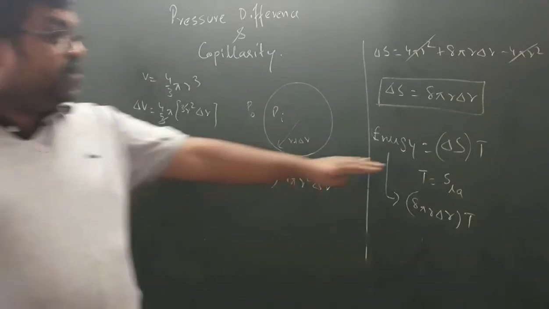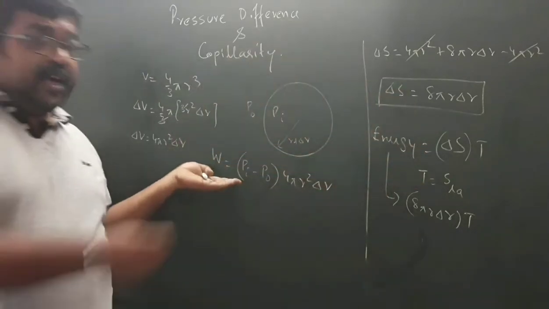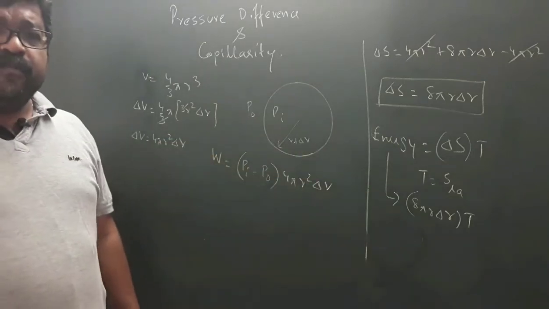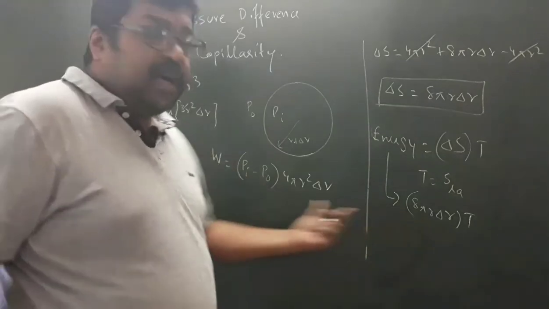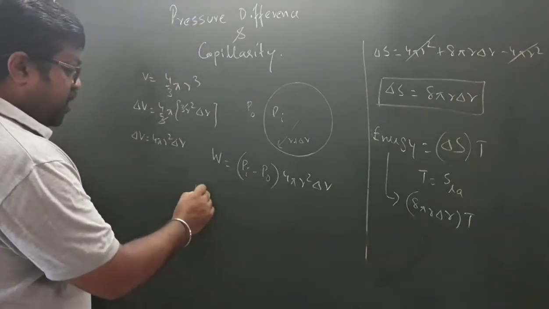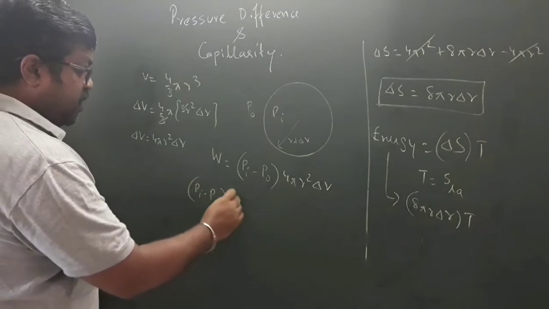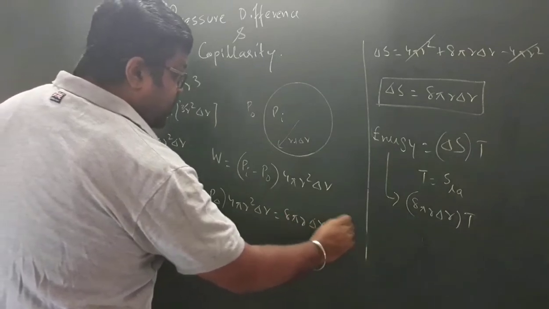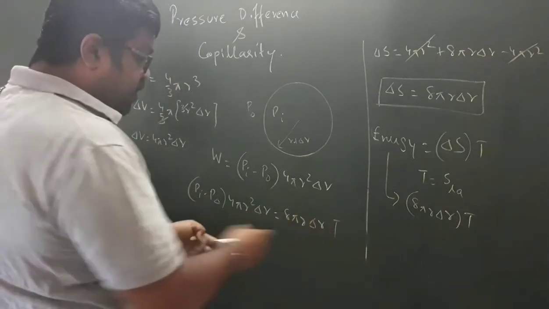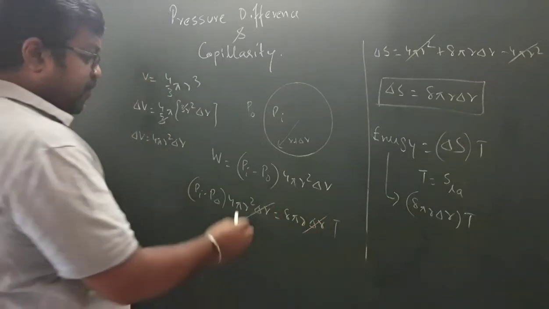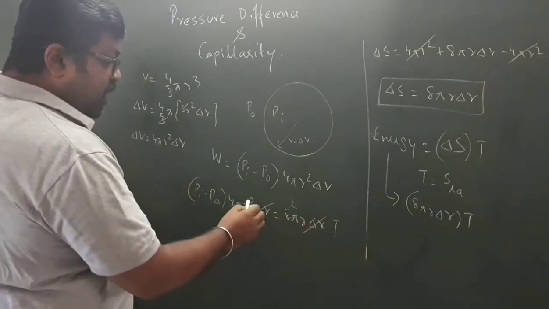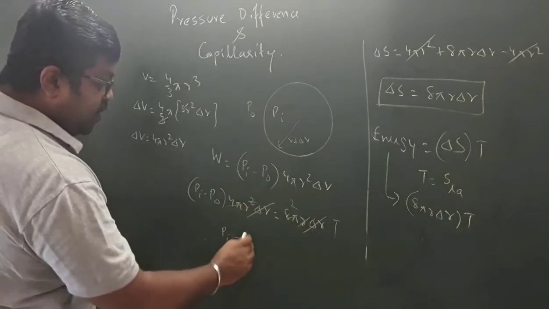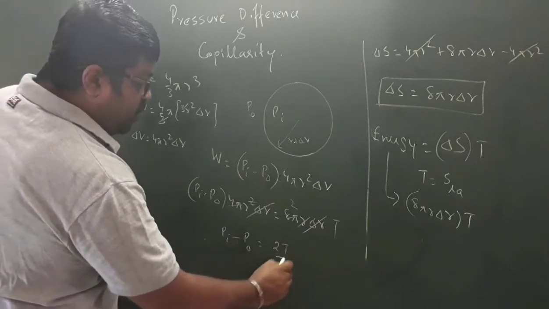So this energy is in equilibrium with the work done by pressure volume work. That means these two terms are equal. So Pi minus P naught into 4 pi r square delta r is equal to 8 pi r delta r into T. This delta r cancels out. So 4 pi, this is 2 r square, this r gone. So we have Pi minus P naught is equal to 2T by R.